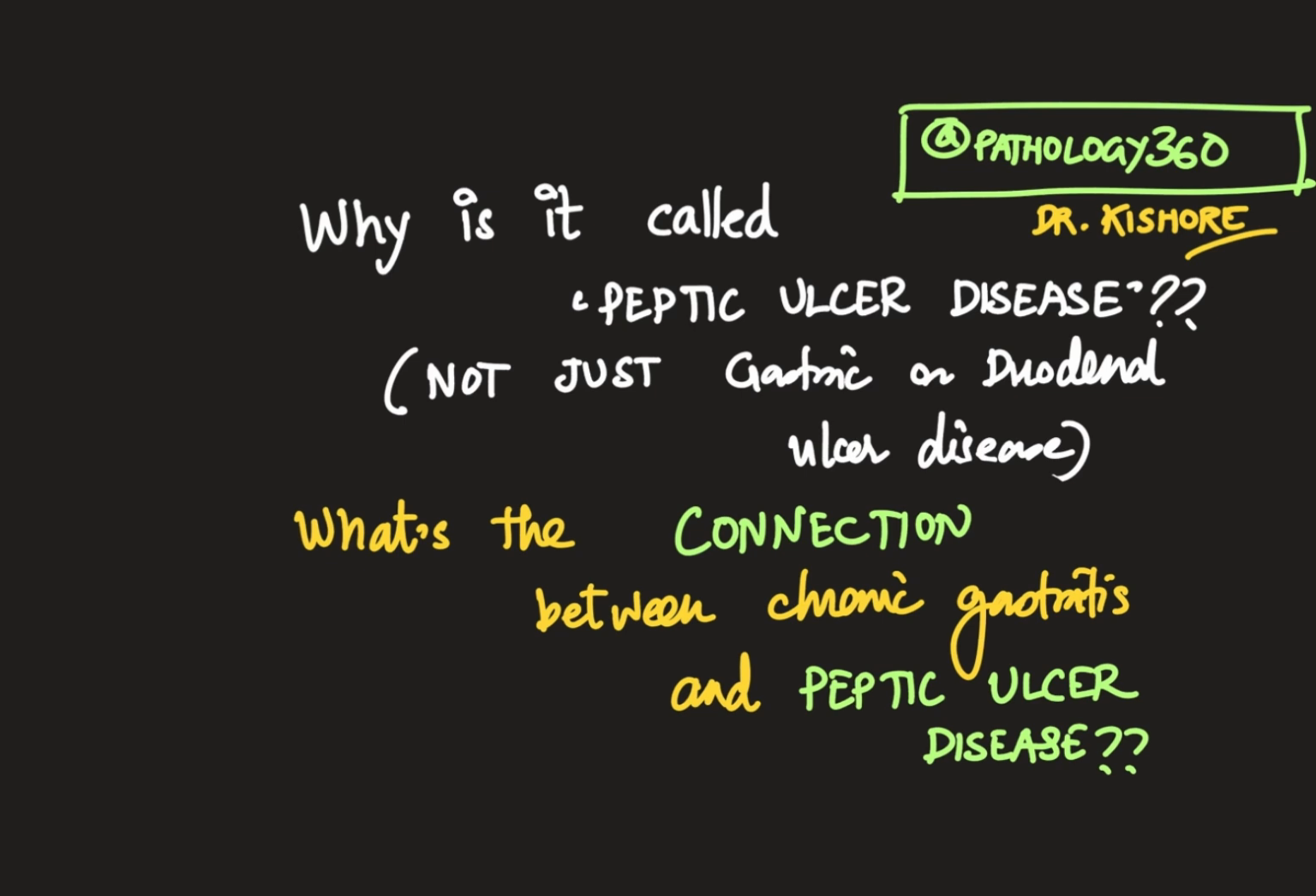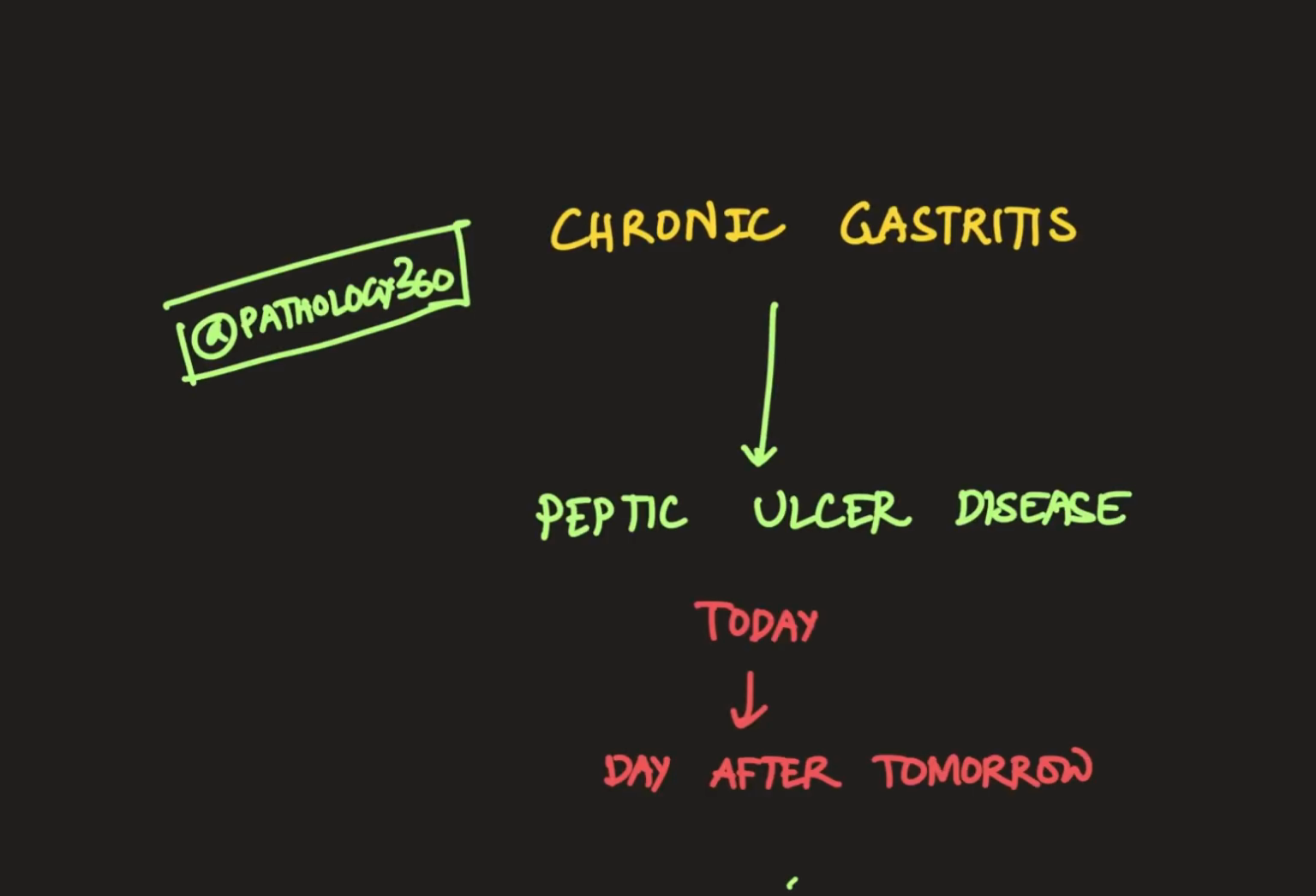So let me start with the second question first: what is the connection between peptic ulcer disease and chronic gastritis? The concept is this: chronic gastritis is the cause, and peptic ulcer disease is nothing but a complication of chronic gastritis. So what is today's chronic gastritis can be day after tomorrow's peptic ulcer disease. This is a basic concept that you need to understand.